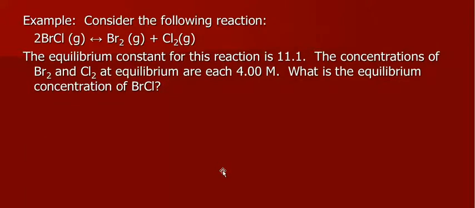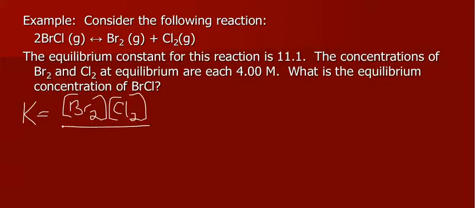One more example with K. We have the following balanced equation. We're given the equilibrium constant K is 11.1. We're looking for the equilibrium concentration of BrCl. So we have K is equal to products, Br2 times Cl2, divided by reactants, which are BrCl, and that is squared. Okay, we're given the value for K is 11.1.